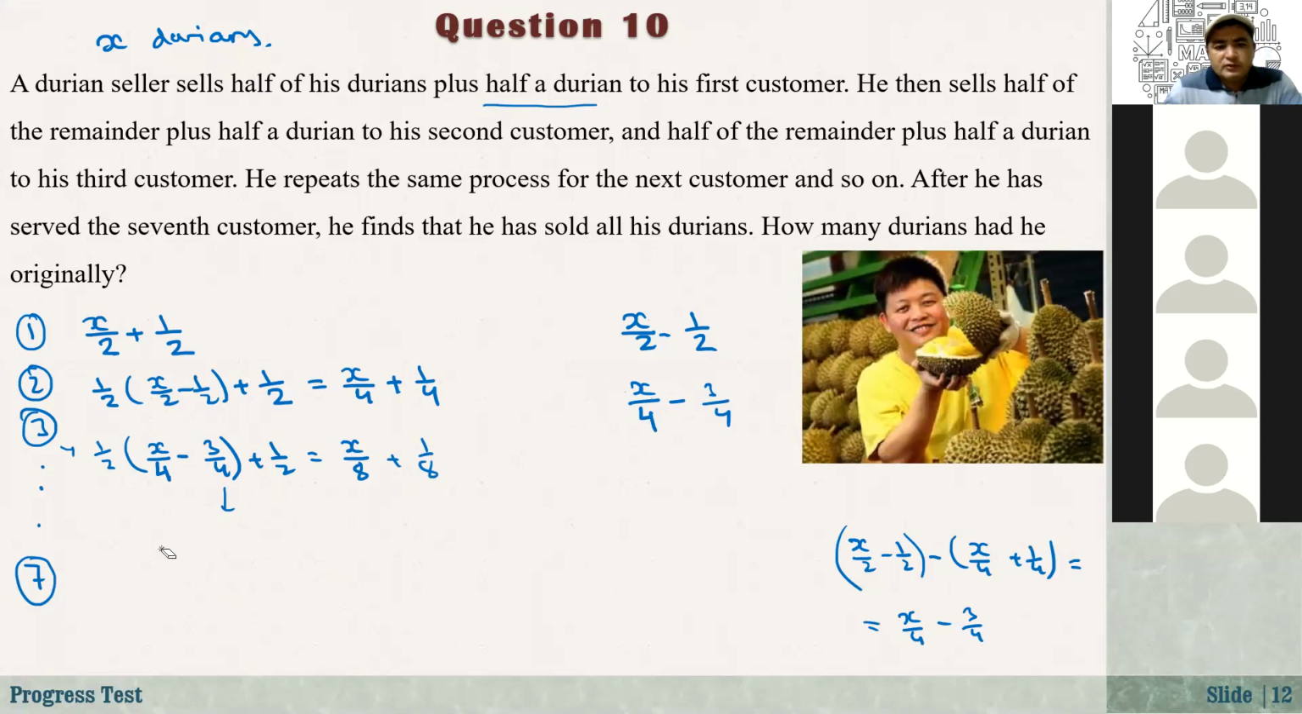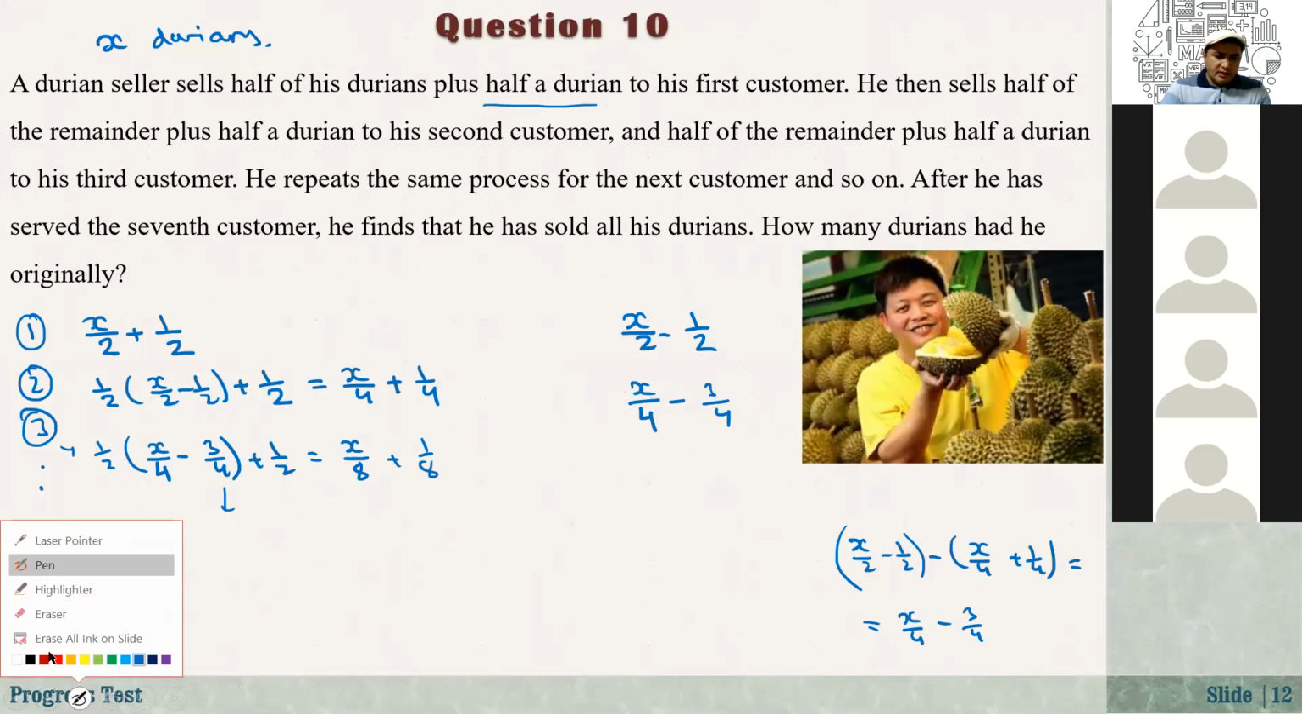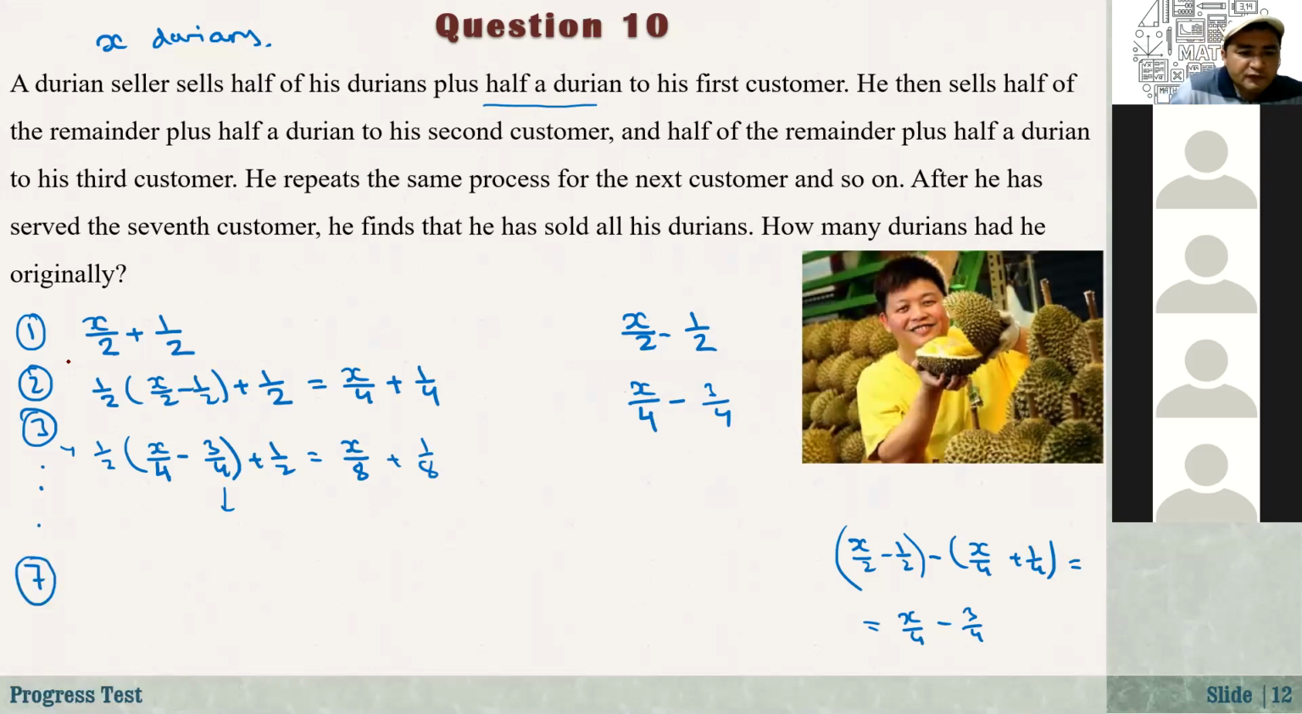Okay. So guys, now there's a pattern here, because if you just continue the same thing, we'll see similar numbers. In the first one, how many durians did we sell? x over 2 plus 1 over 2. To the second one, x over 4 plus 1 over 4, right? And to the third one, x over 8 plus 1 over 8, right? So now if you continue this, how many durians will we have sold to the 7th customer? Then it should be x over 2 to the power of 7 plus 1 over 2 to the power of 7.